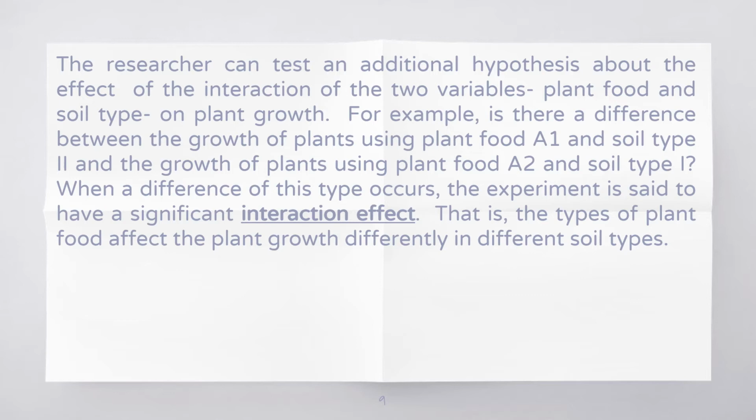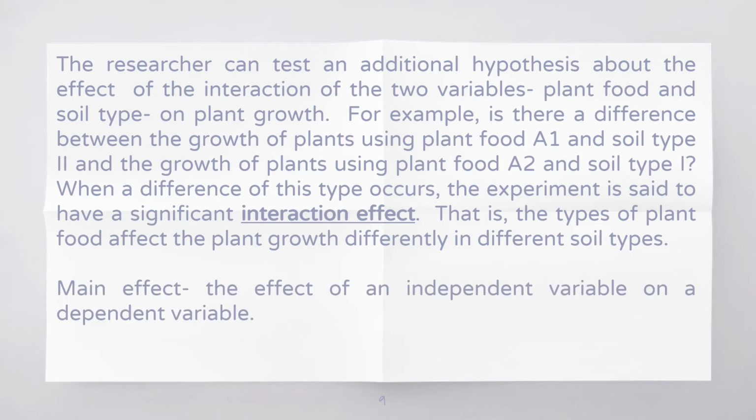In other words, interaction effect is the effect that one factor has on the other factor. Interaction effect also represents the combined effects of factors on the dependent variable. If we have interaction effect, we also have main effect. Main effect is the effect of an independent variable on a dependent variable. This involves the independent variables one at a time, and interaction in this part is ignored. For example, the effect of plant food on the plant growth.